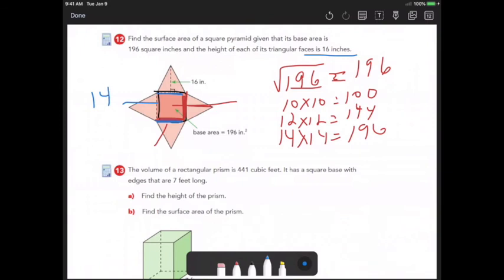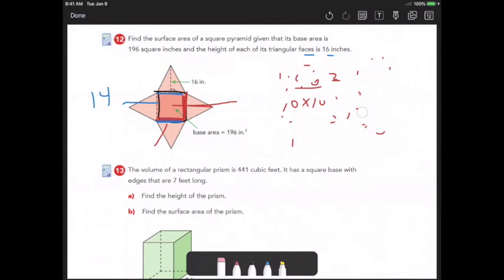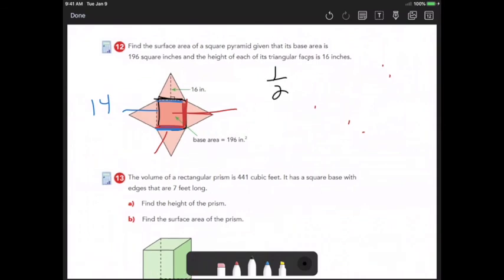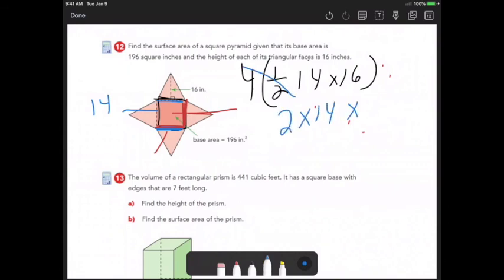So now what I need to do is I need to figure out how much the triangles are. So let me just quickly erase this. And okay, so the triangles, remember, are 1/2 base times height. So the base now is 14 times the height, which is 16. But don't forget we have 4 of them. So if I simplify here, I get 2 times 14 times 16. So if I do 2 times 14, I get 28. So it's 28 times 16. So 28 times 16 is 448.